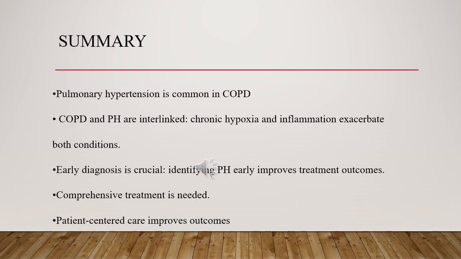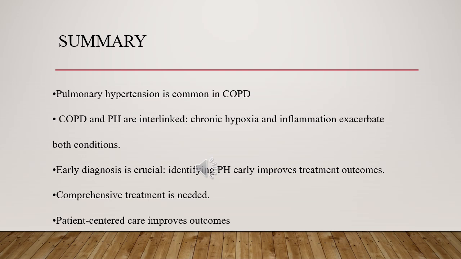In summary, pulmonary hypertension is a common and serious complication of COPD, significantly impacting patient outcomes. The close relationship between COPD and pulmonary hypertension, driven by chronic hypoxia, inflammation, and vascular change, makes it essential for clinicians to consider pulmonary hypertension in patients with advanced COPD. Early diagnosis using a combination of clinical evaluation and diagnostic tests such as echocardiography and right heart catheterization is crucial to improving outcomes.